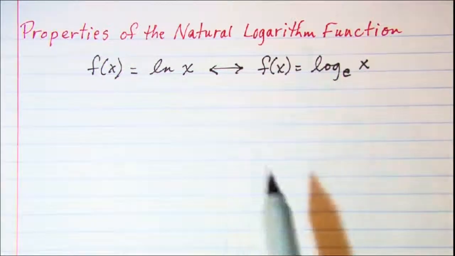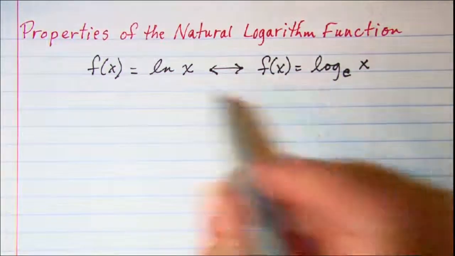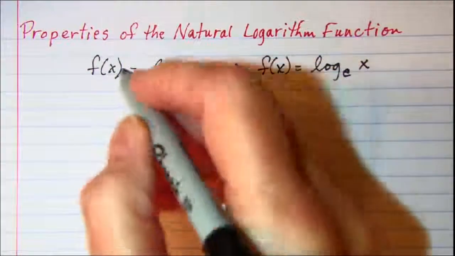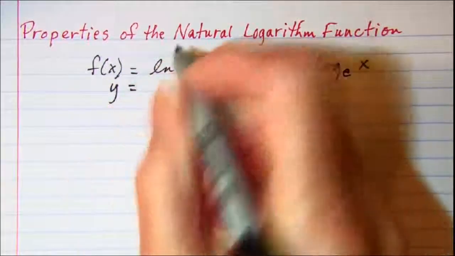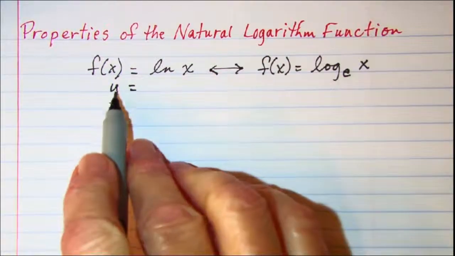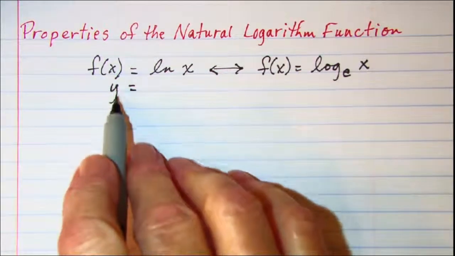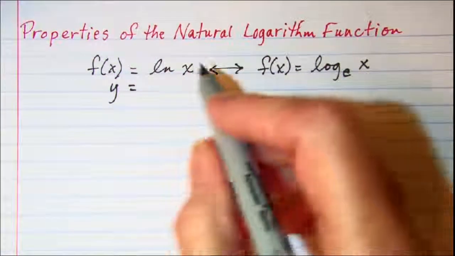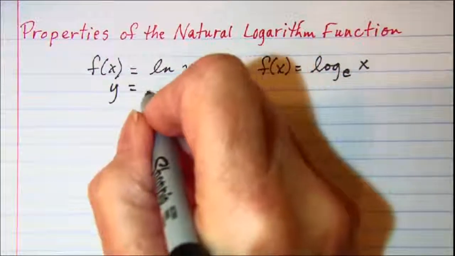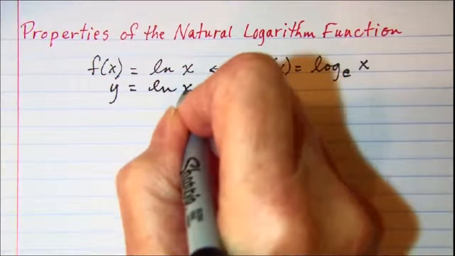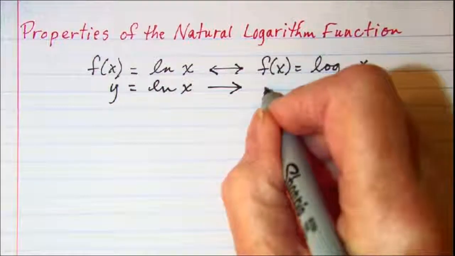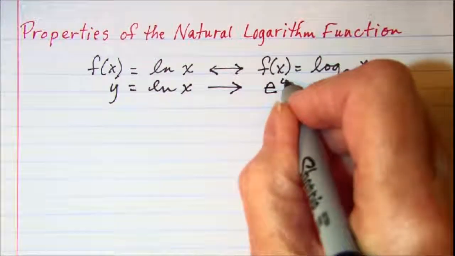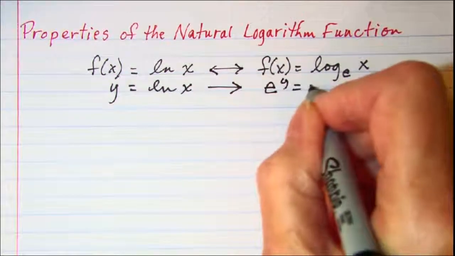So first, let's look at the graph of this function. To do that, it's easiest if we make an xy chart. So f of x is the same as y, and then ln x can be written as e to the y equals x.